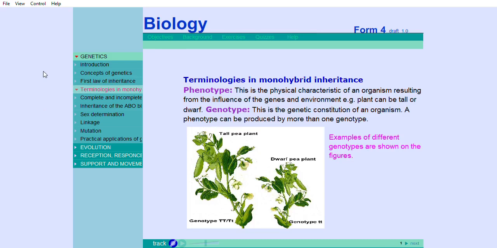Terminologies in monohybrid inheritance. Phenotype. This is the physical characteristic of an organism resulting from the influence of the genes and environment. For example, a plant can be tall or dwarf. Genotype. This is the genetic constitution of an organism. A phenotype can be produced by more than one genotype. Examples of different genotypes are shown in the figures.